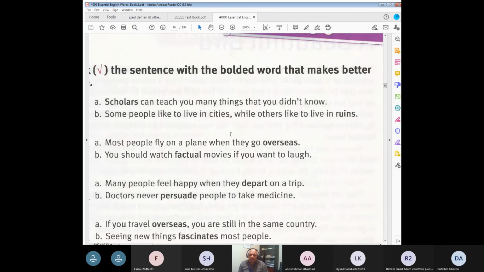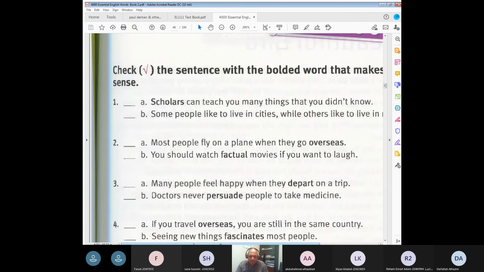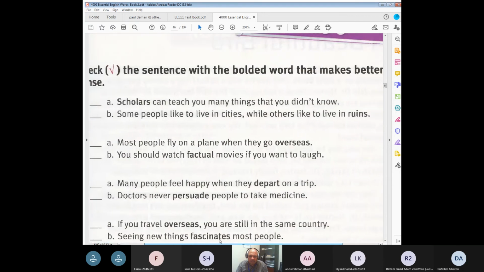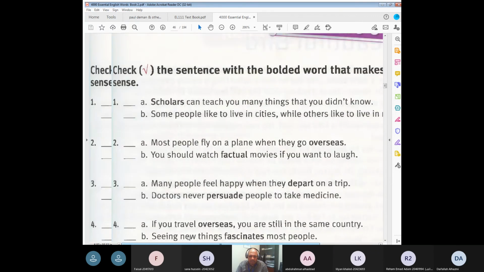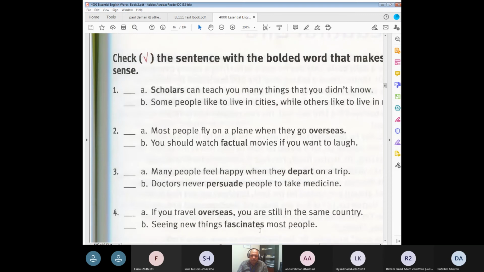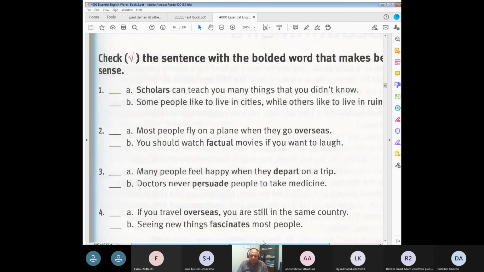So in this exercise, check the sentence with the bolded word that makes better sense. So one of them makes more sense. Which one? Is it A or B? Yeah, Dr. von Braun. Okay. It's B.